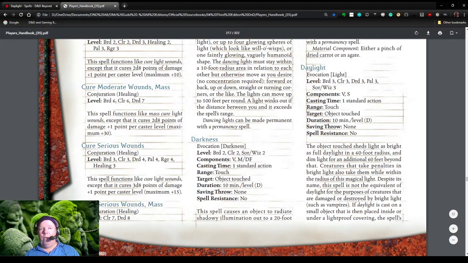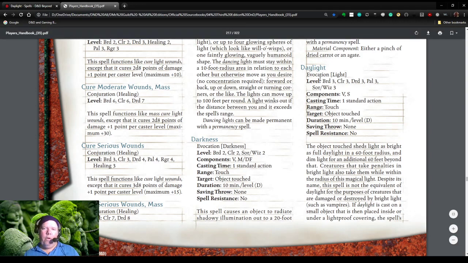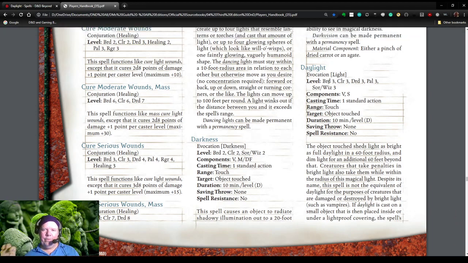All right, now that's 5th edition, and really its antecedent comes out of 3rd edition, 3.5. There's really not anything like it in previous editions. The closest thing was continual light, but that's a much smaller light source and much more contained. So in 3rd edition, 3.5, it was also the purview of bards, clerics, druids, paladins, sorcerers, and wizards. All got it at level 3.